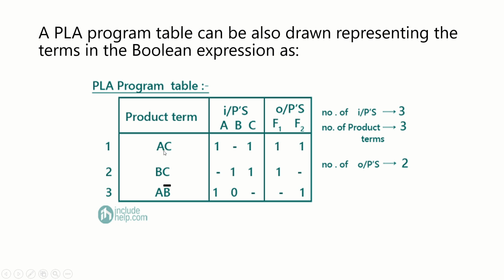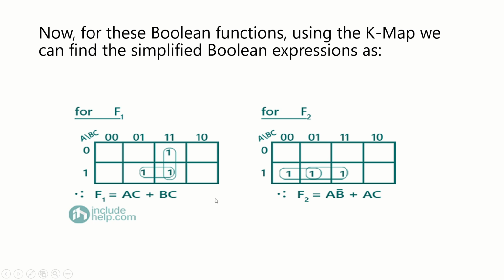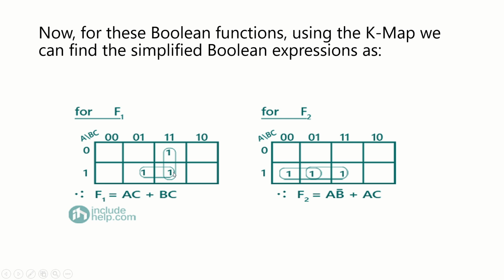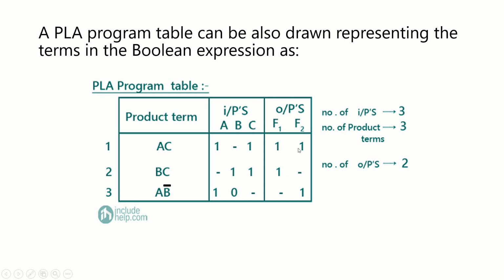So my first term is AC. Under A I have written 1, under C 1, which is a term of F1 and F2 also. So F1 also contains AC and F2 also contains the AC term. So here both the outputs will be high. Next is BC. BC belongs to which function? F1. Here BC is not available in F2. So under F1 I'll place 1 over here. And it is BC, so 1 1. The third term is A B bar. So under F2 place 1.